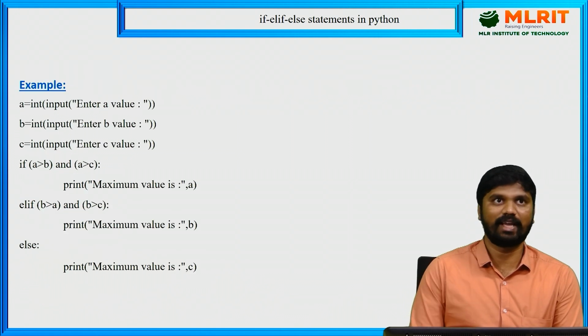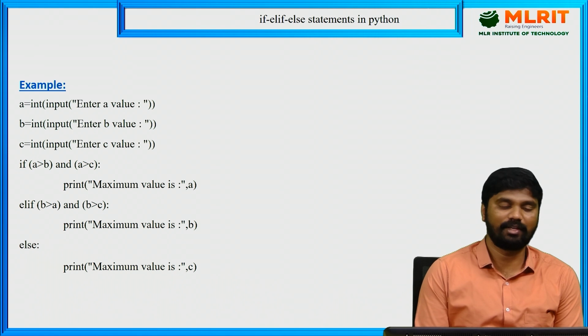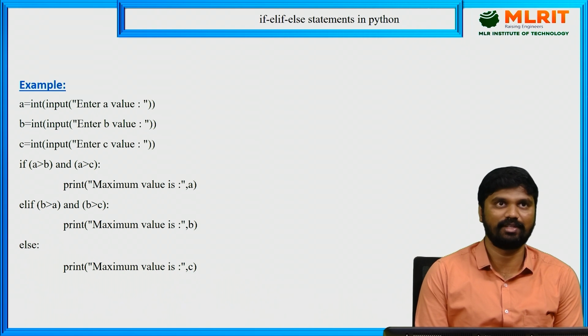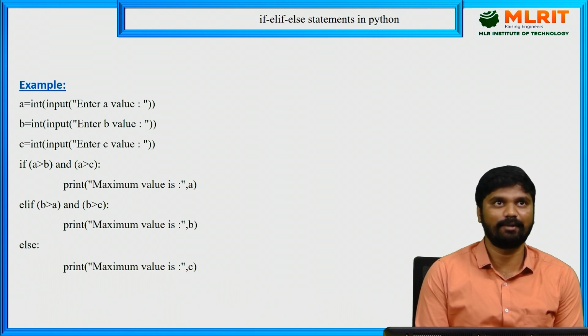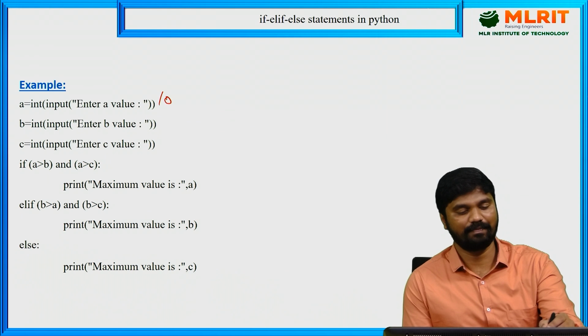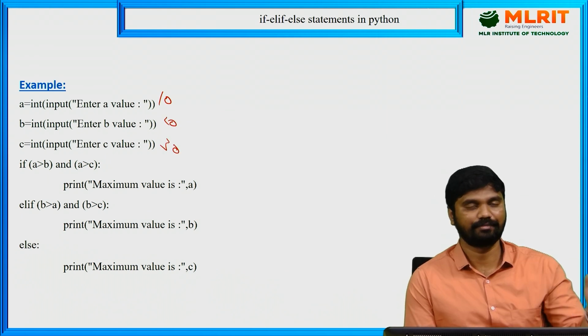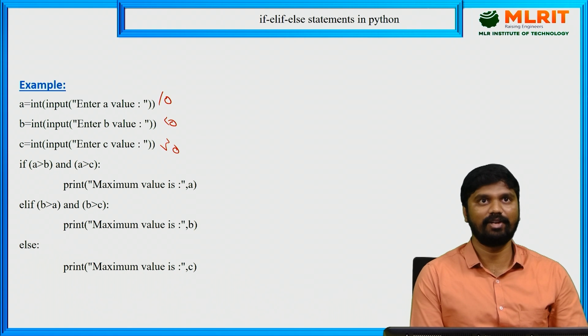So we'll take an example here. In this example we take three values from the user by using the input function. The input function returns the string type by default, so we use the int function to convert the string value into int type. Now, if you take 10, 20, 30, that means A is 10, B is 20, C is 30.